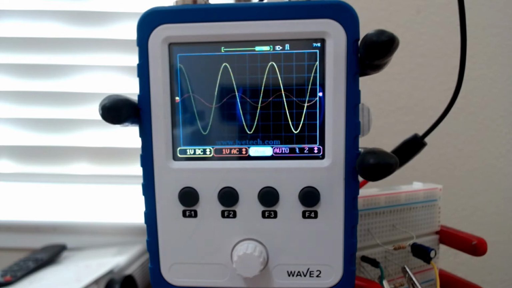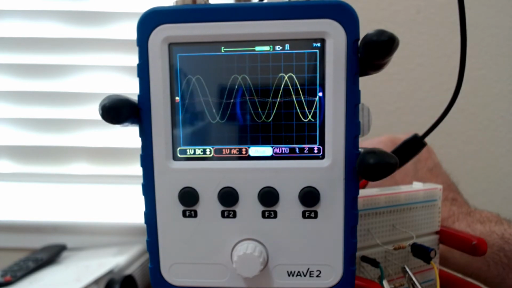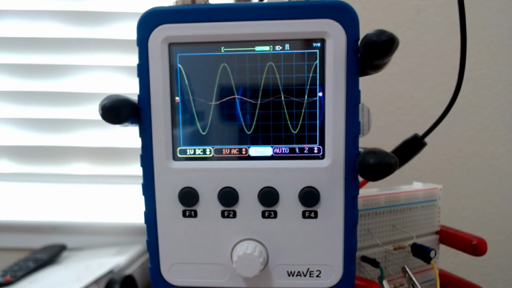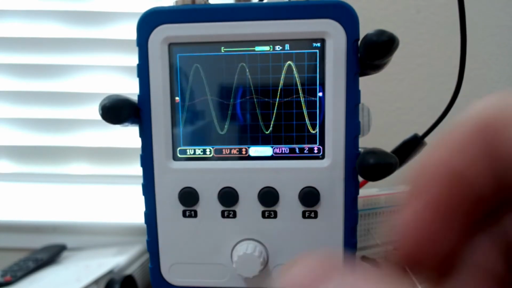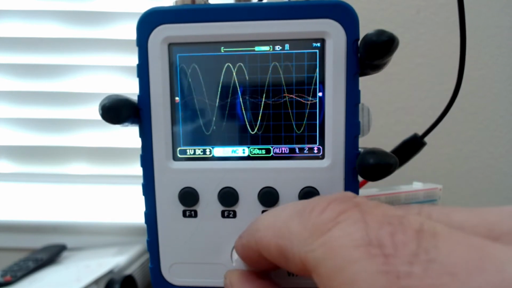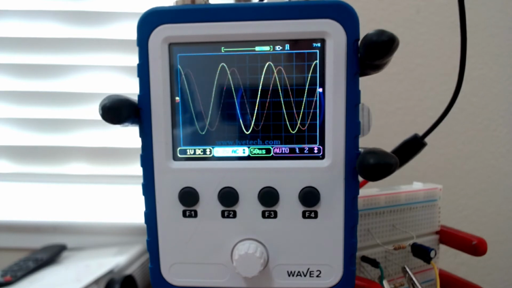Now I'm going to change the frequency of the circuit. Actually, let me change the inductance. Let me increase the inductance first. Oops. I have a stable trace. Let me change channel 2 so you can see it better. Okay, I'm going to increase the inductance. I went the wrong way.